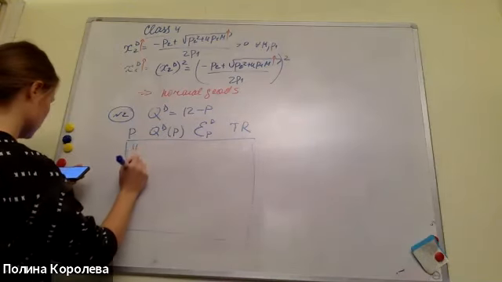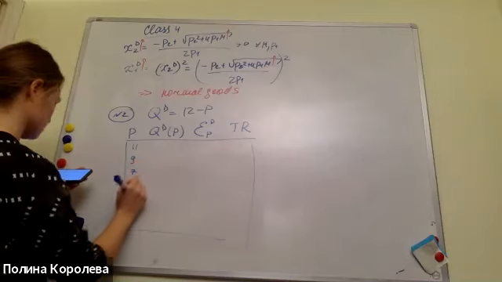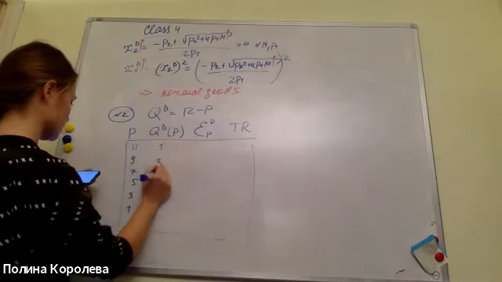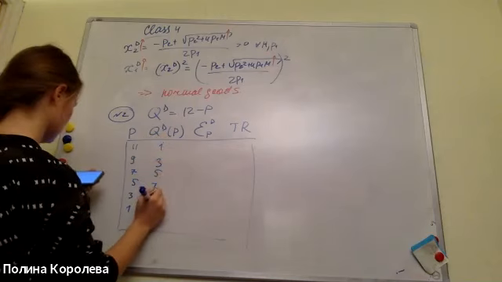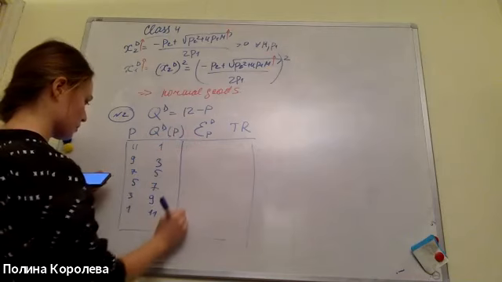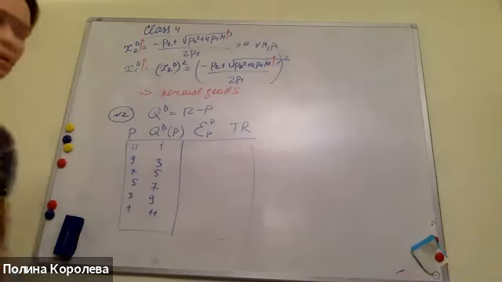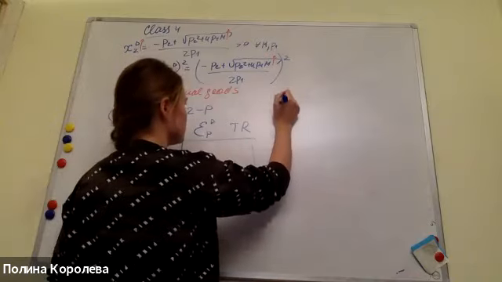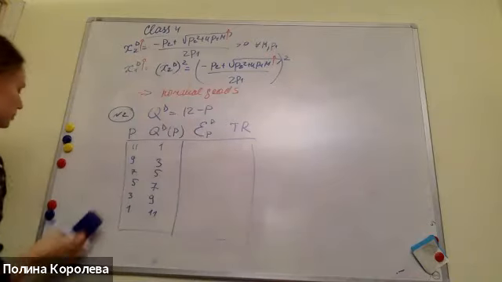Price: 11, 9, 7, 5, 3, 1. Quantity: 1, 3, 5, 7, 9, 11. So our first task is to find the elasticity, to fill in the table.